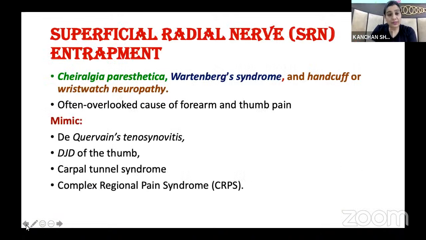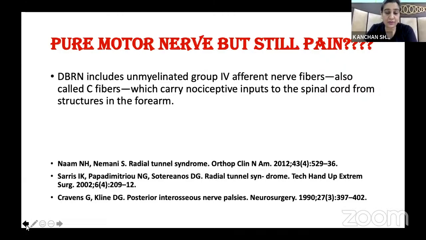So this question might come to your mind: when it is a pure motor nerve, why is the patient going to have pain? Again, there was a study which found that this nerve contains C fibers. So they are carrying nociceptive inputs to the spinal cord from the structures in the forearm. And if you want to read further about it, you can take a screenshot. Okay.